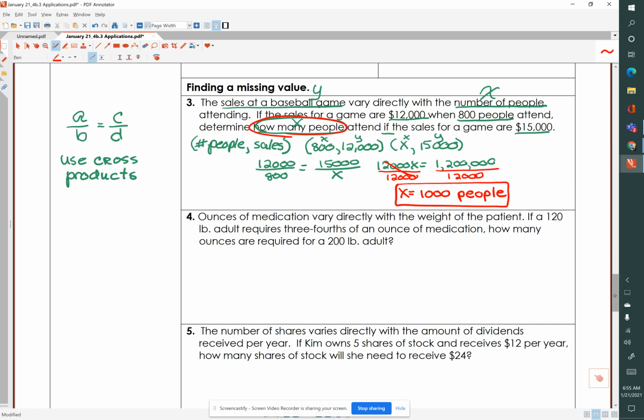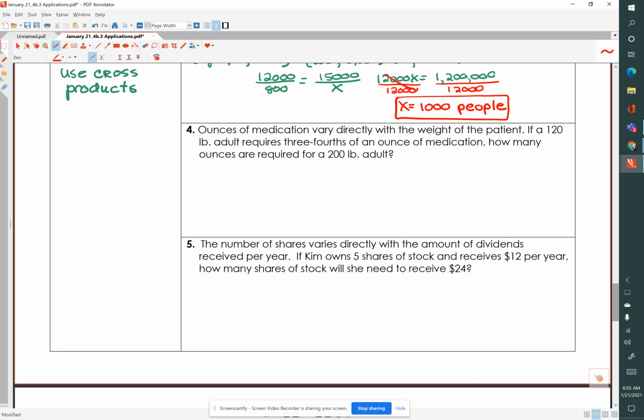Okay, let's look at our next problem. Ounces of medication. So we're talking about medication. Maybe it's the COVID vaccine. Ounces of medication vary directly with the weight of the patient. These are our two things. We have the ounces of the medication and the weight of a patient. If a 120-pound adult requires 3/4 of an ounce of medication, how many ounces are required for a 200-pound adult?